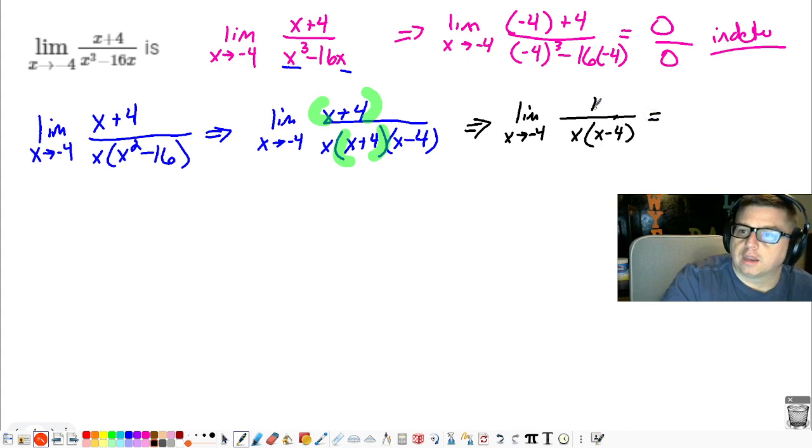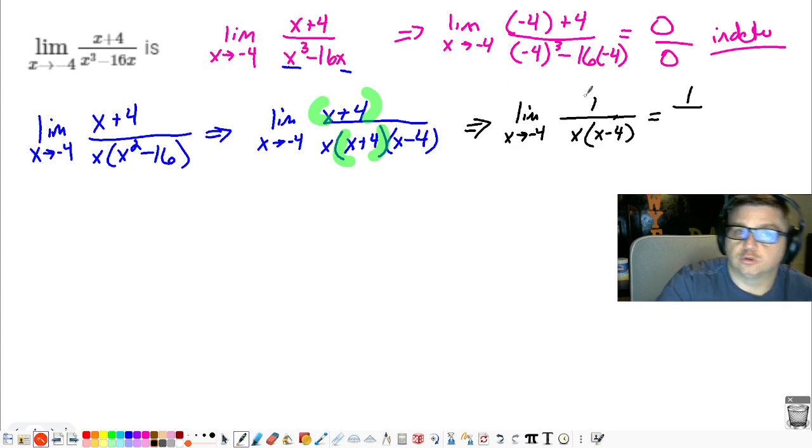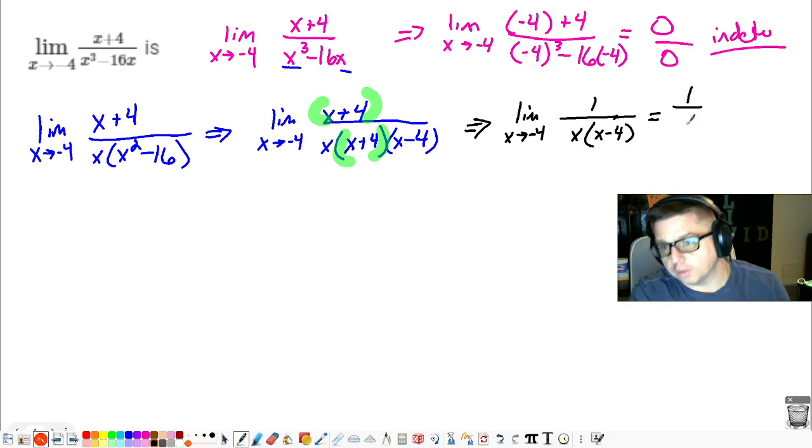Now, I can guarantee you we're not going to get indeterminate because we have a number here. Now, if we get a 0 under here, that means it's undefined, which is different than indeterminate. It means it doesn't have a solution at this value. Or we can plug it in and actually find what the answer is.